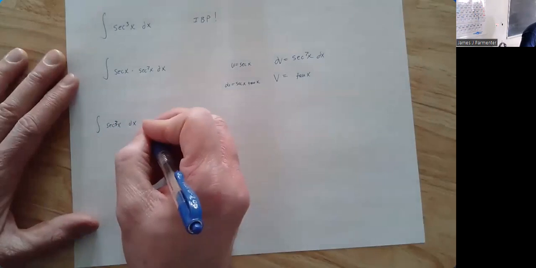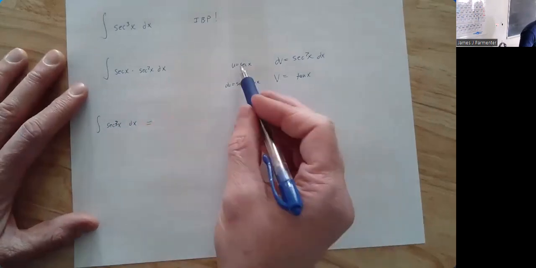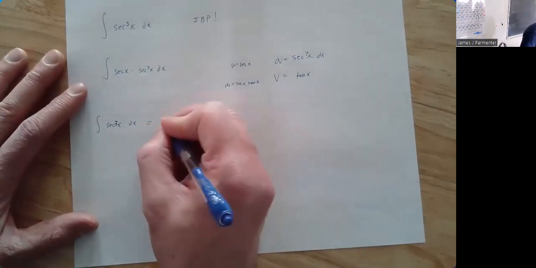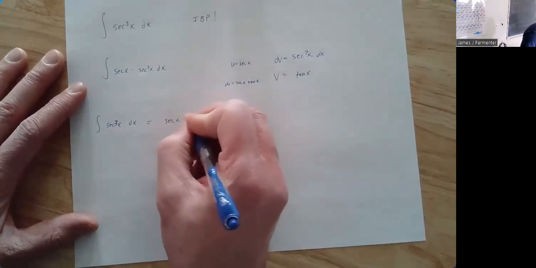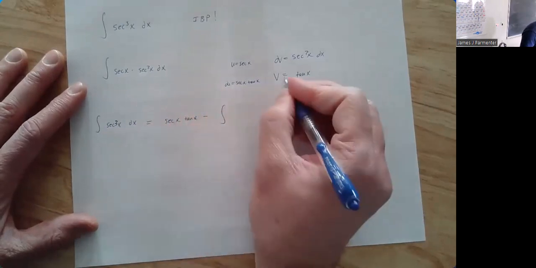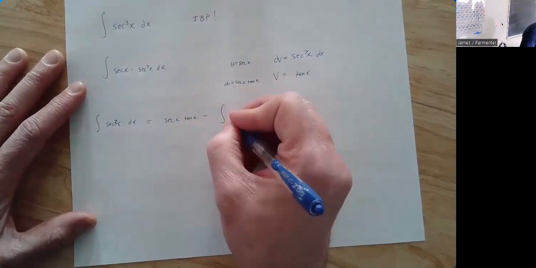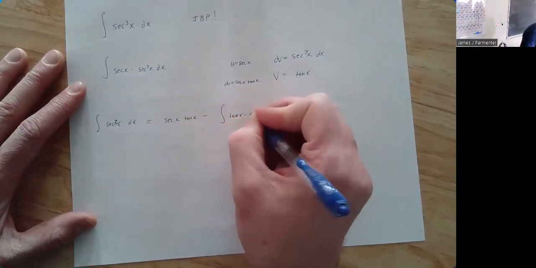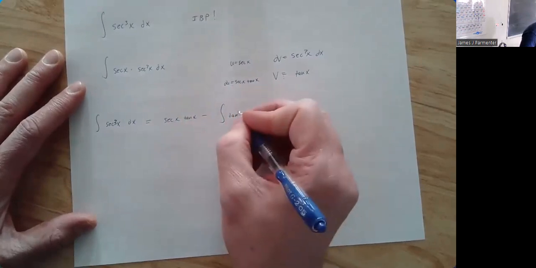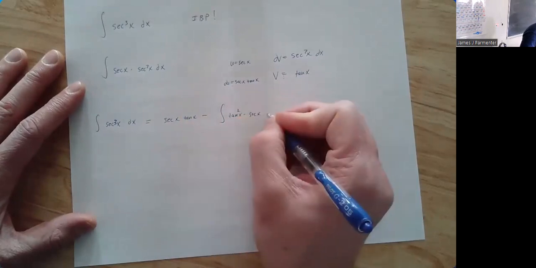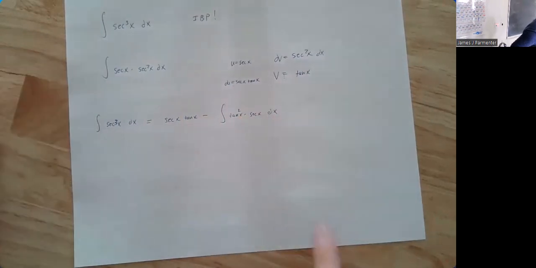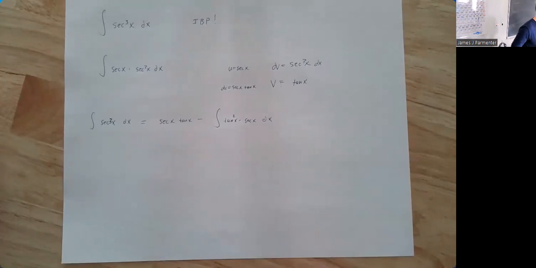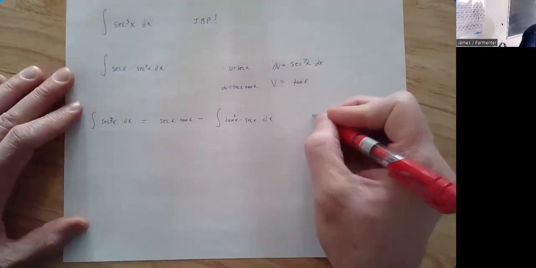So the integral of secant cubed is going to equal my u times my v, so secant x times tangent x, minus the integral of my v times my du, which is tangent x times secant x times another tangent x. So I should really just have said tangent squared x. And now this is the part where I feel like people always get stuck. This is the part where we now have to use a trig identity.